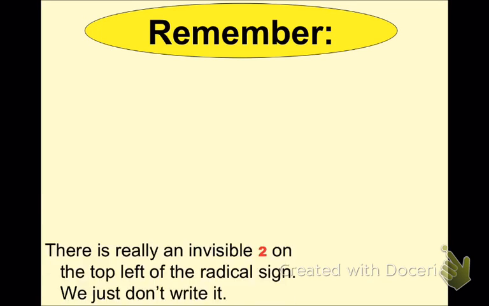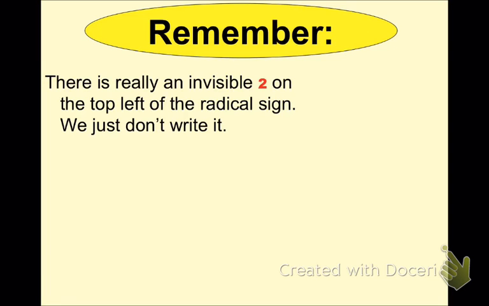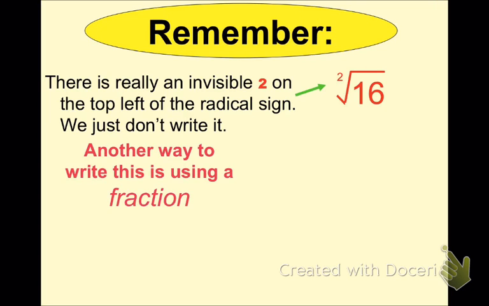Let's go back to the fact that there is really an invisible 2 on the top left-hand side of the radical sign. We just don't write it, because the square root, square standing for the power of 2, has a power of 2 on it, but we could write it if we wanted to. We don't generally write that 2 because the square root is the more common root. But there technically is a 2 in that spot. So another way to write this is using a fraction.